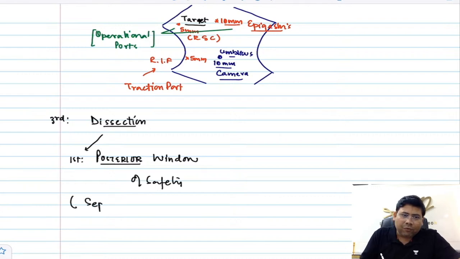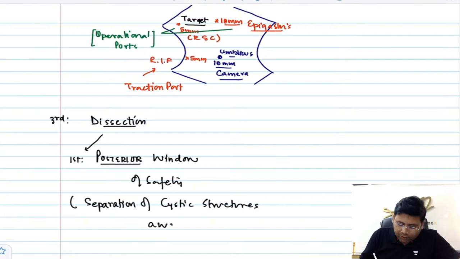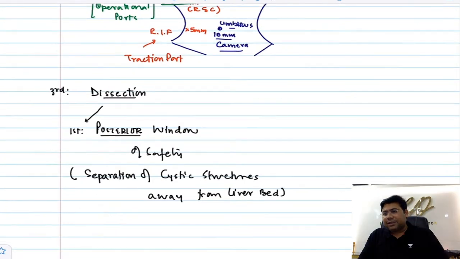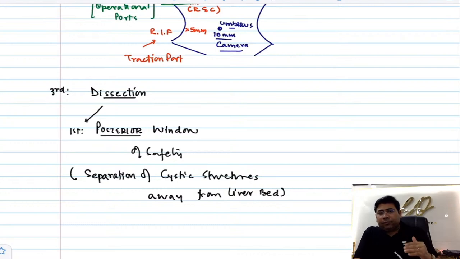So this is what is known as separation of cystic structures away from liver bed. Now why this is very important, I have seen a lot of people doing a calotes dissection first. So try to understand this.